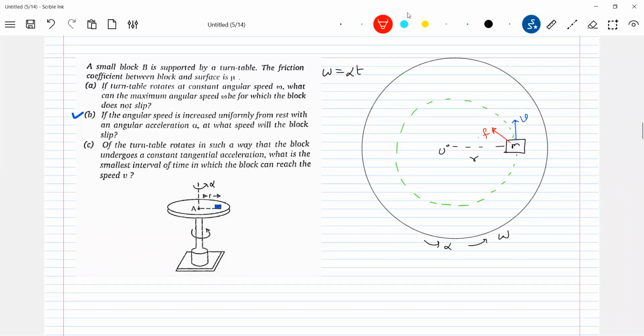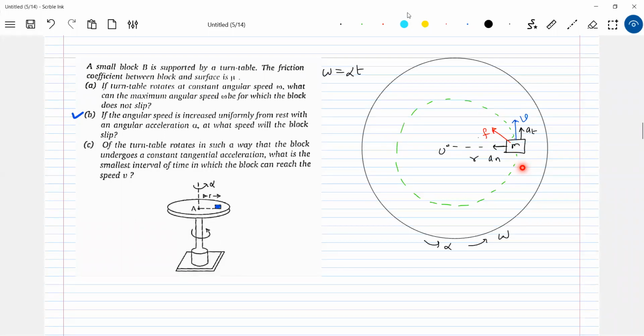Then it is having tangential acceleration, a tangential, and it's also having a normal acceleration. Who will provide the required centripetal force? The friction only. Who will accelerate? Again, the friction only. Like this is too much. The friction should act opposite to velocity. Finish over.